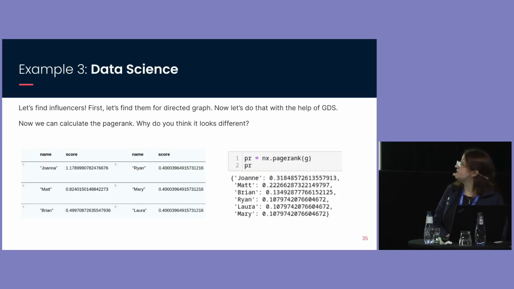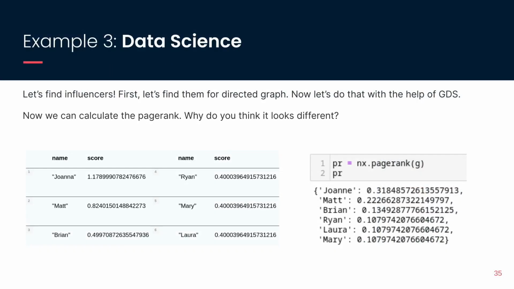And let's take a look at the results. On the left, we have Neo4j and GDS output. On the right, we have NetworkX output. They look quite different, right? Something doesn't add up.